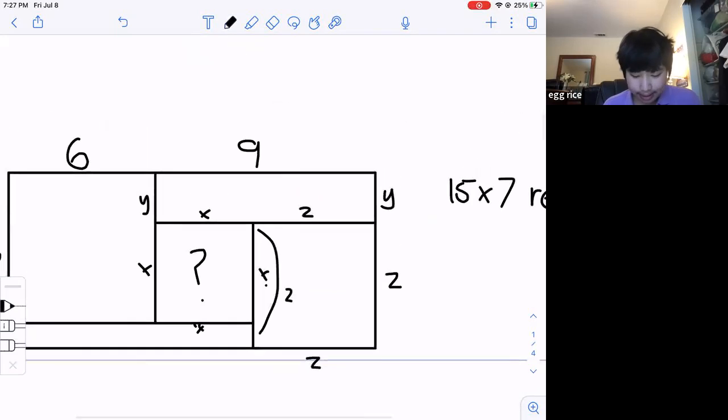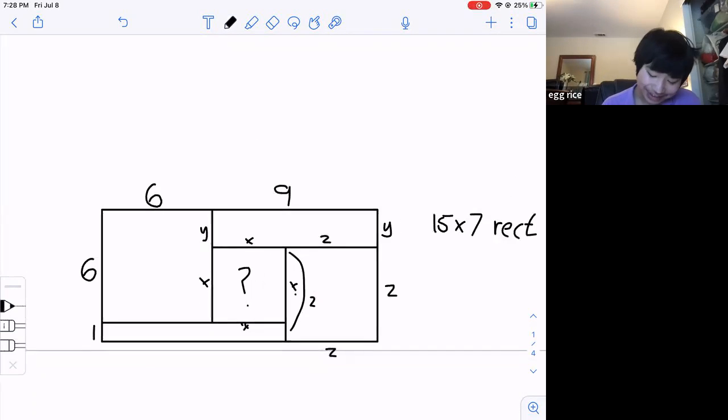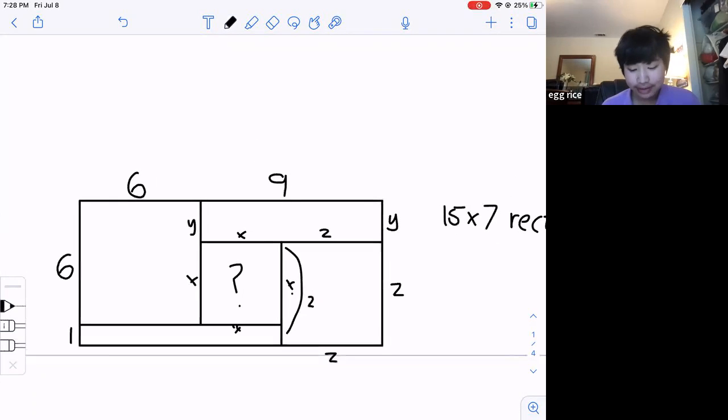Now, what is really nice about variables is that we can create relationships between these variables. So can anyone see any relationships between these variables? For instance, what does x plus y equal in this case? This length plus this length. Can anyone see what this length plus this length equals?